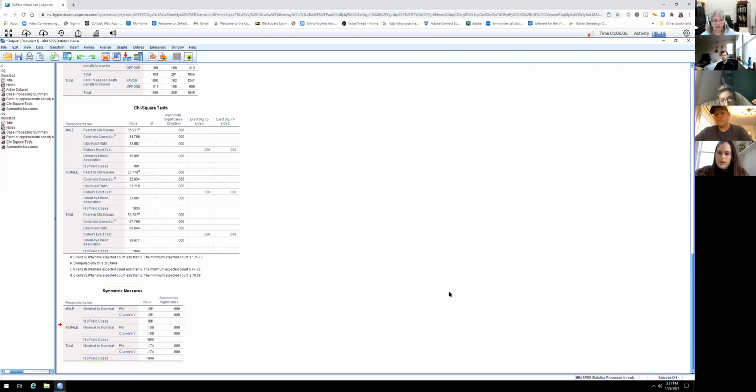Okay, so we would conclude the following. There is no impact of the control of being male on the relationship between race and view on the death penalty. Open parenthesis, phi equals 0.201, comma, sig. equals 0.000, close parenthesis. That's the sentence.